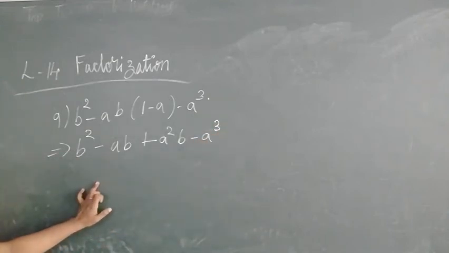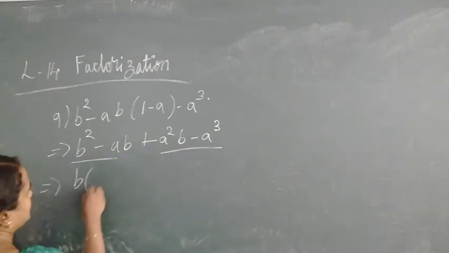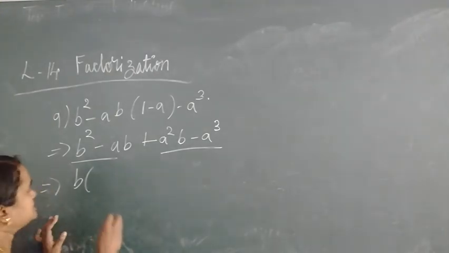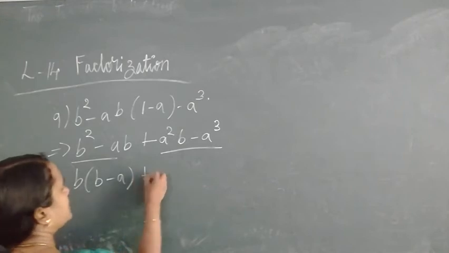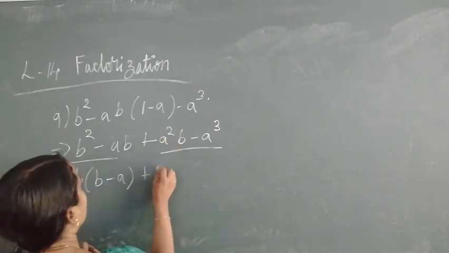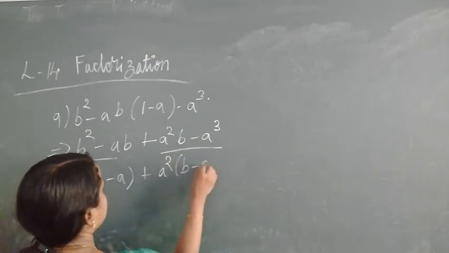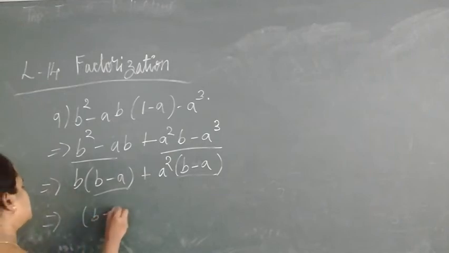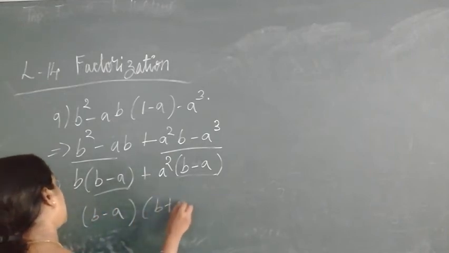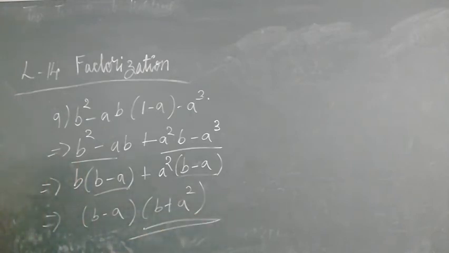Clear? Understood? After that, what will we do? We will make the groups. Now which is common here? B. Now one B we have taken out, means another B is left. Now minus A, and plus, we have taken out plus A cube means A square we can take out. B left minus A. So you can see both we are getting the same. So B minus A and B plus A square. This will be the answer. Okay, write down the 9.